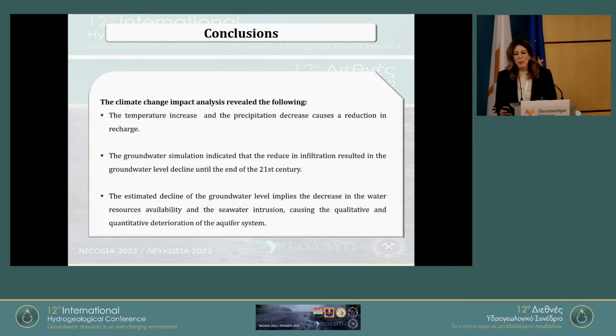The climate change impact analysis revealed that the temperature increase and the precipitation decrease cause a reduction in recharge. The groundwater simulation indicated that the reduced infiltration resulted in a decline of the groundwater level until the end of the 21st century. And last but not least, the estimated decline of the groundwater level implies a decrease in water resource availability, and the seawater intrusion causes the qualitative and quantitative deterioration of the aquifer system.